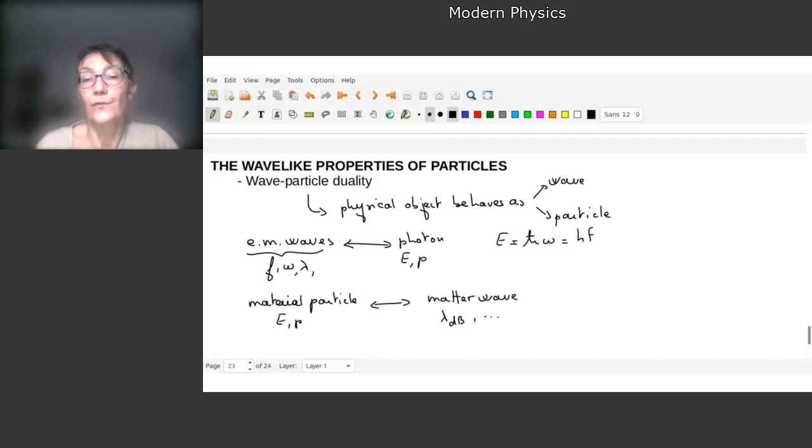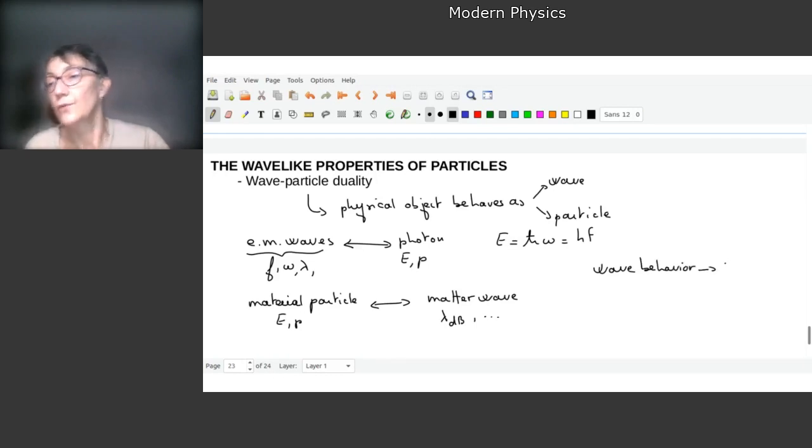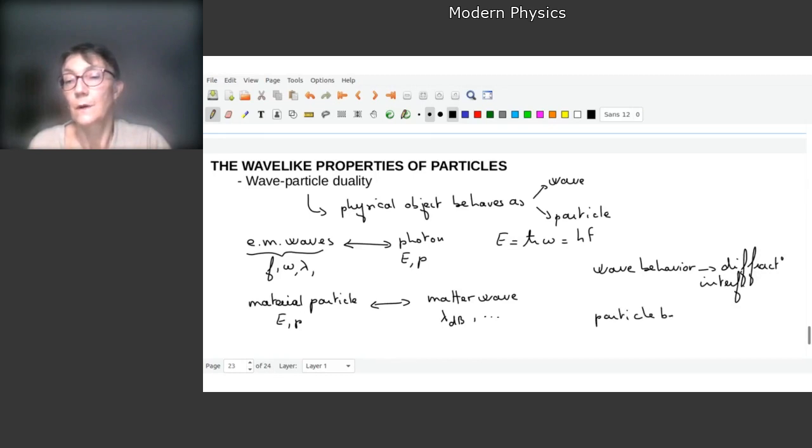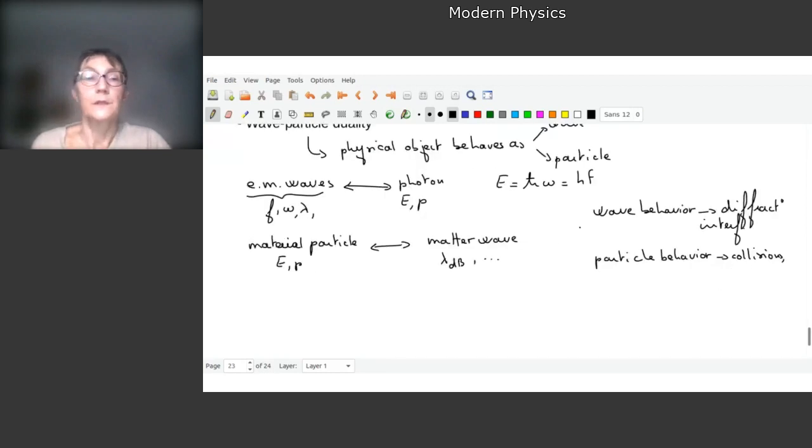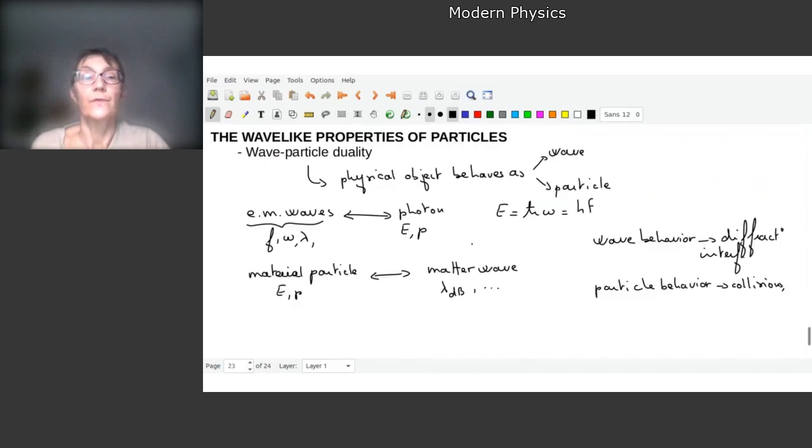And so this wave behavior, you will describe it through diffraction and interference experiments, and the particle behavior through collisions, etc. So for example, when we show that photons, that light also can be described as particles, this was Compton, for example, Compton collision, and so this is to close this subject.